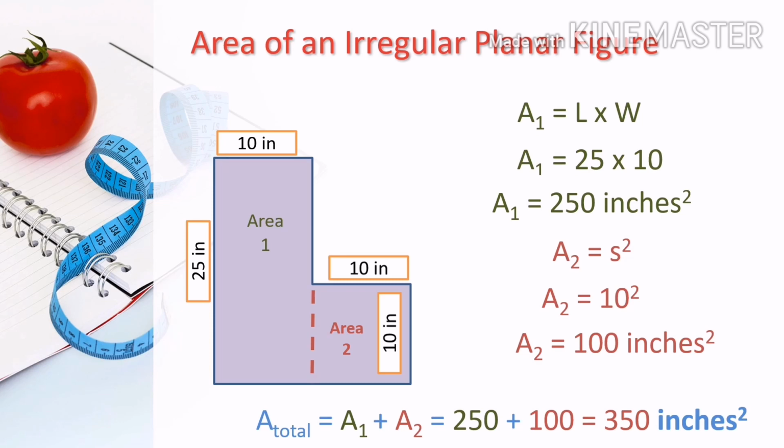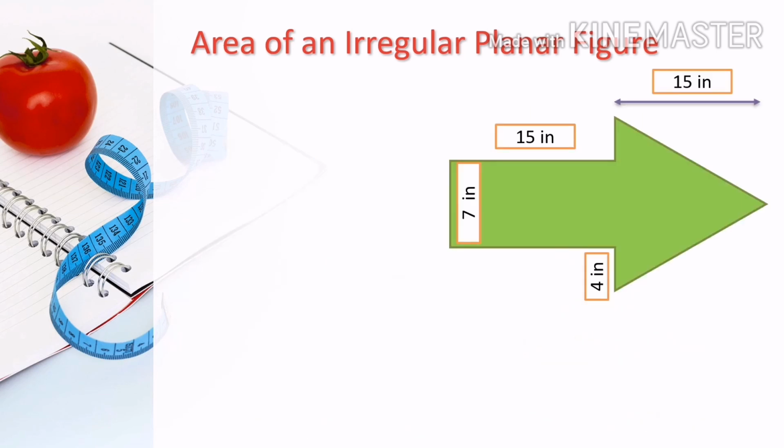Easy, right? And let's have the last problem. So, ito naman, no? Arrow siya. So, binigay na sa atin, 7 inches ito, yung haba, 15 inches, yung triangle natin, yung height niya, 15 inches, ito may habang 4 inches itong dalawang gilid na ito. Right? So, basically, we can divide this into two figures. A rectangle and a triangle. So, this would be area 1 and area 2.